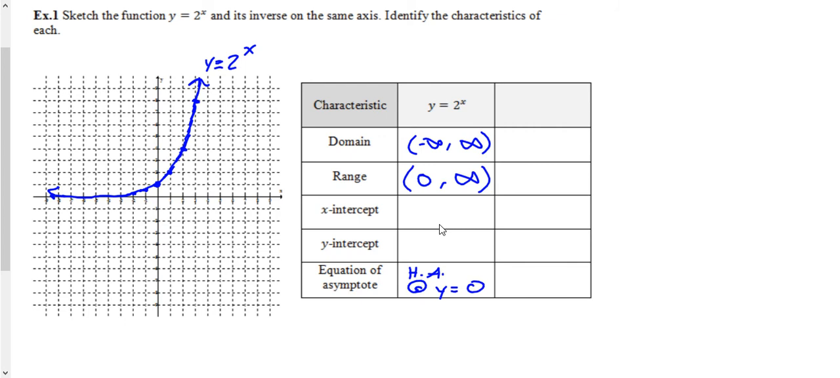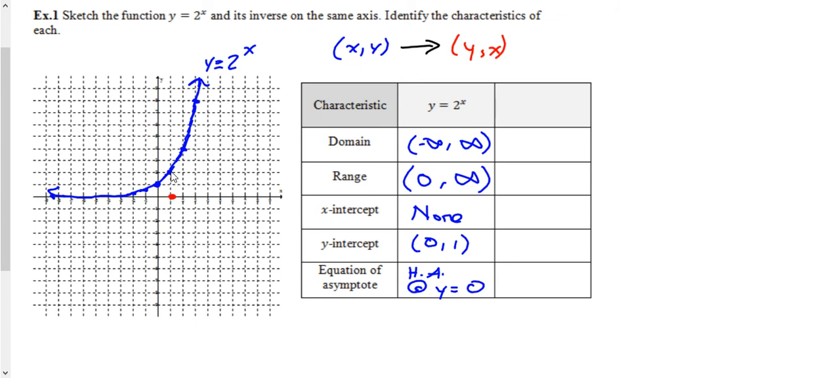X and y intercepts, we don't have any x-intercepts, so I'm going to write down none. And y-intercepts, we do have one, and that coordinate is (0, 1). If I am trying to find the inverse of everything, I just take all their coordinates and switch all the x's and y's around. So if my original was (x, y), my inverse will now be (y, x). So this original coordinate was (0, 1), now I'm at (1, 0).